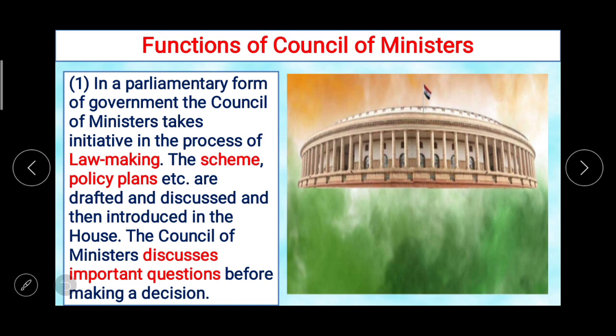And now the functions of Council of Ministers. In a parliamentary form of government, the Council of Ministers takes initiative in the process of lawmaking. The scheme, policy plans, etc. are drafted and discussed and then introduced in the House. So, number of steps are there. जब भी कोई पॉलिसी या स्कीम कॉमन पीपल तक आती है तो उसमें बहुत सारी स्टेप्स होती है और ये सारी चीज़ें उसमें हो जाती है. The Council of Ministers discuss important questions before making a decision.